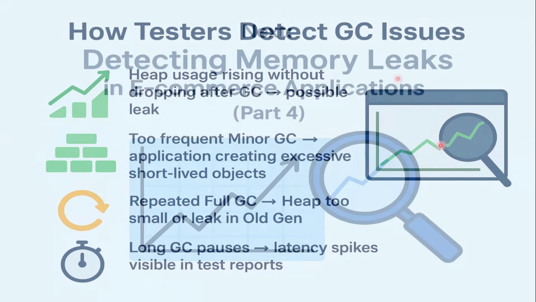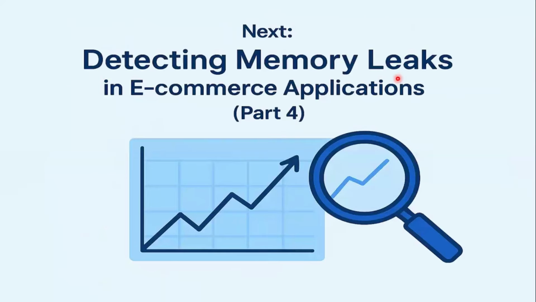To summarize, garbage collection keeps your app healthy by cleaning unused objects. But when objects escape GC, memory leaks happen. In part 4, we'll move from theory to practice: how to detect memory leaks during performance testing using tools, heap dumps, and monitoring dashboards.